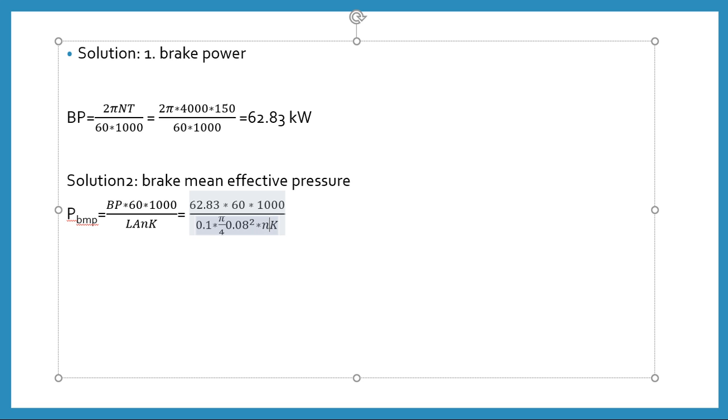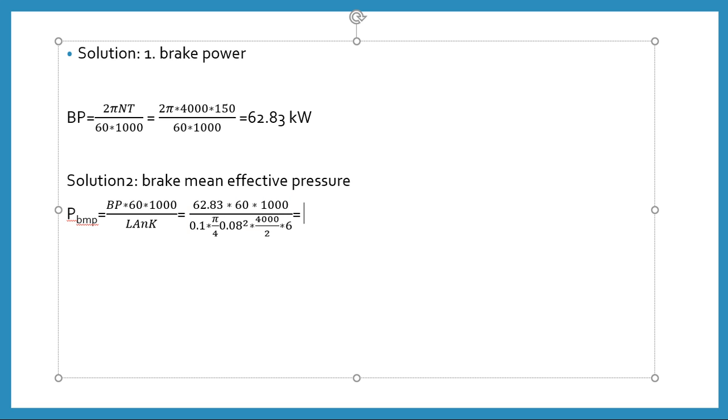The value of n is equal to N by 2, as this is a 4-stroke cylinder, which we already told. Capital N means 4000. So 4000 divided by 2, and then put the value of k. Here the value of k means the number of cylinders, so here 6 cylinders are used.